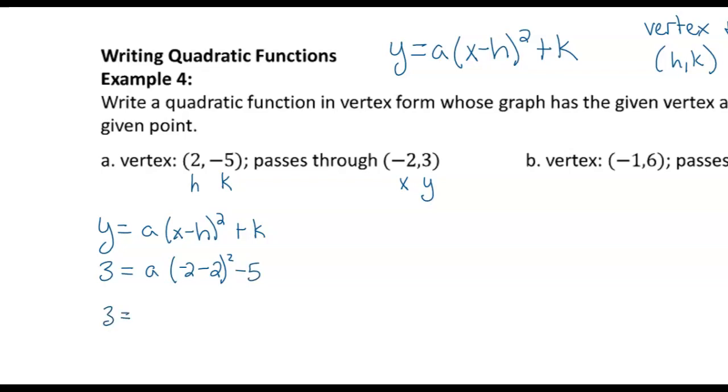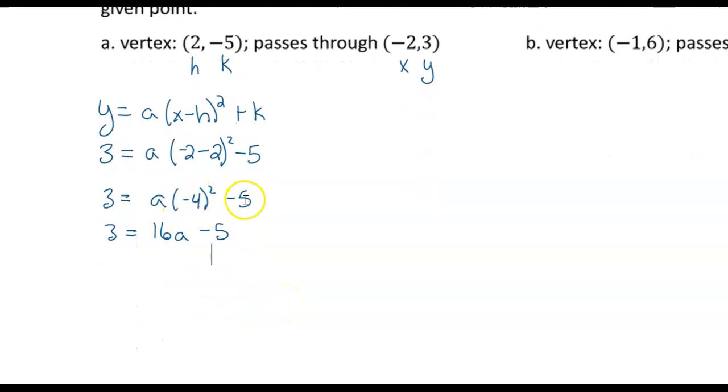Then you go ahead and work inside the parentheses. This is -2 minus 2, which is -4, but that is squared. So -4 squared is 16. That is attached to the a. You don't do 16 minus 5, because the 16 is attached to the a, and you can't subtract 16 minus 5 because they are not like terms. This is 16a minus 5.